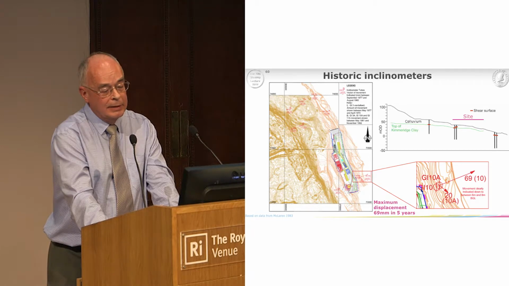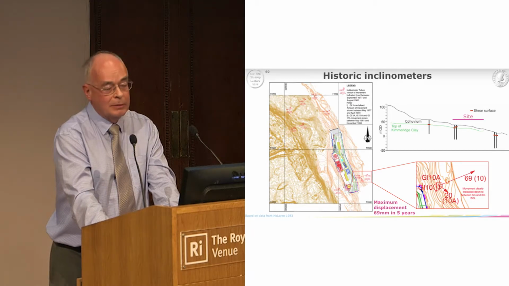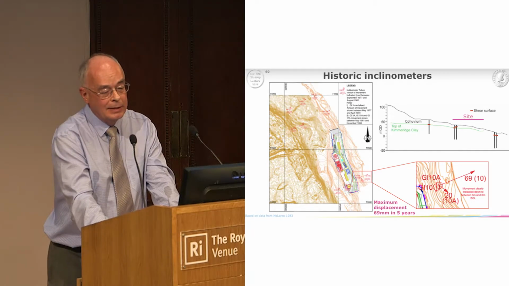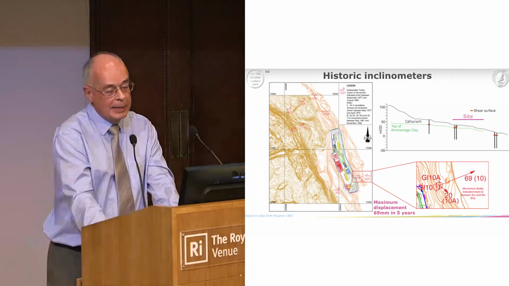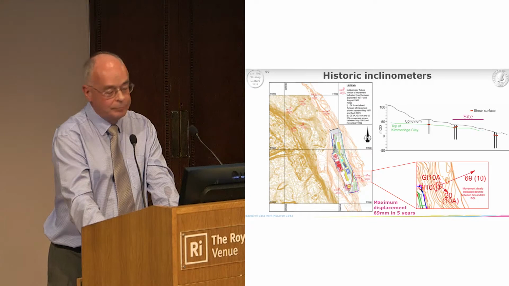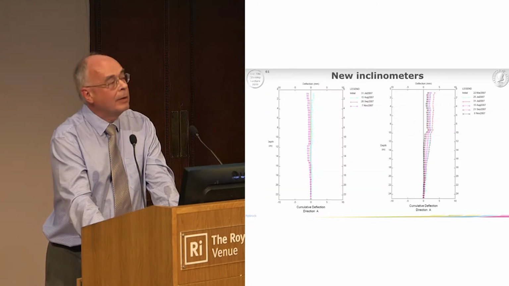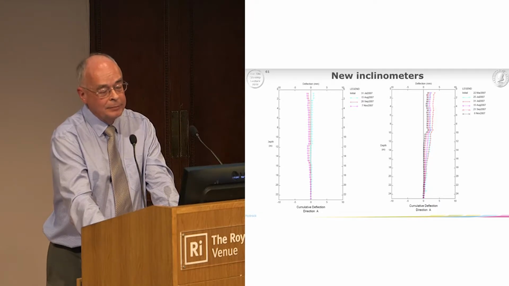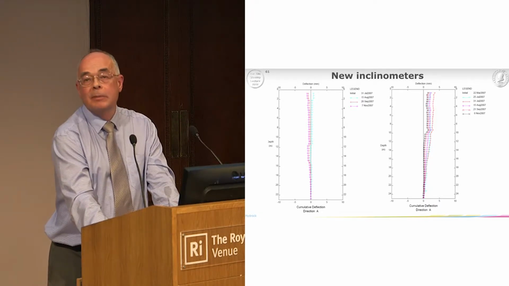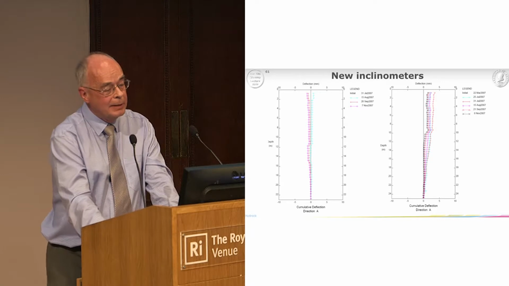If you plot these shear zones onto the modern cross-section, you can see that all the shear surfaces were roughly coincident with the base of the colluvium, top of the Kimmeridge clay. We put our own inclinometers in, and we had a few months in which to monitor these. We got movements probably mostly within the 10 to 20 metre depth.